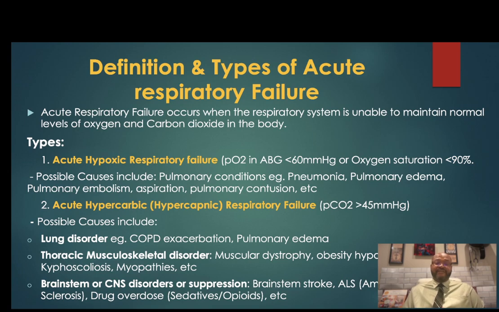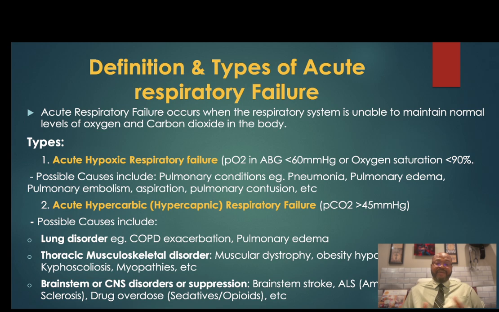So you do have acute hypoxic respiratory failure, where oxygen is the major problem. The ABG's oxygen pressure is less than 60 millimeters mercury, or the oxygen saturation, which you can measure with a pulse ox, is less than 90%. Possible causes include lung conditions like pneumonia, pulmonary edema in heart failure, pulmonary embolism, aspiration, and pulmonary contusions in trauma cases.